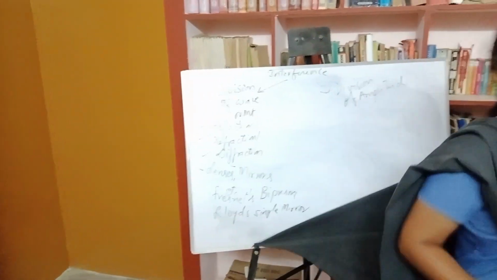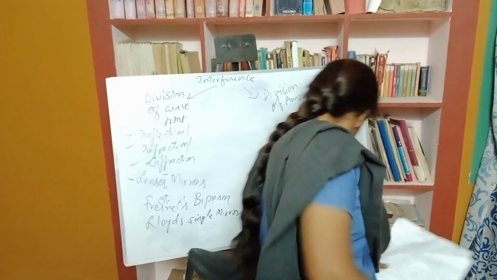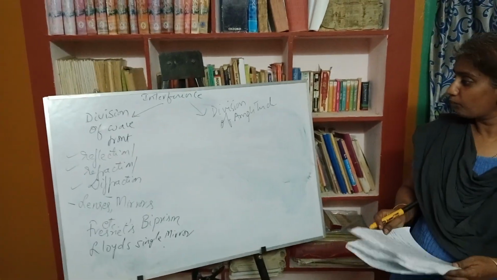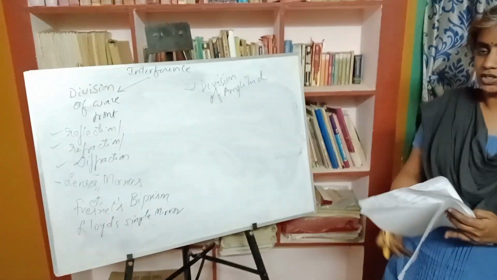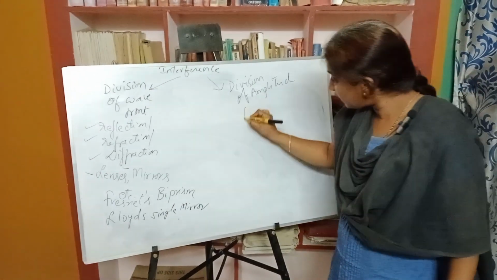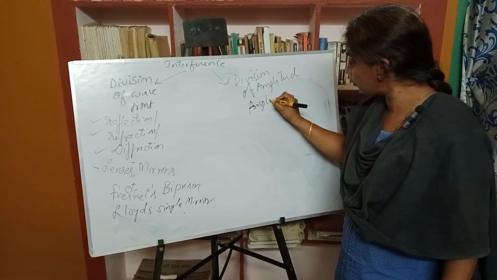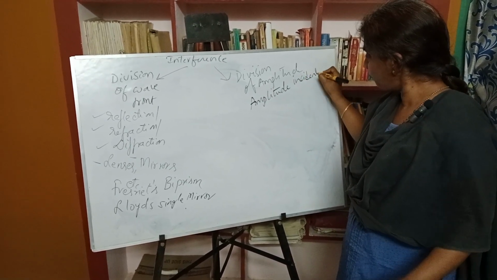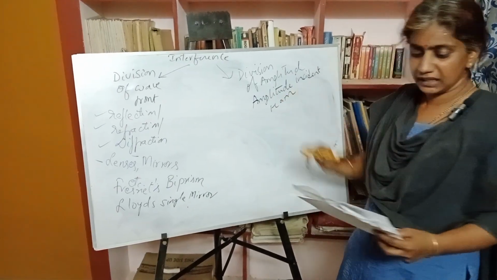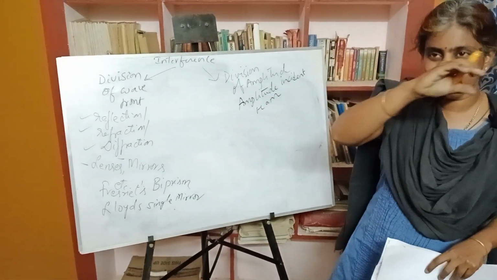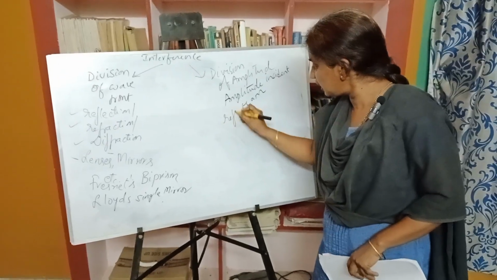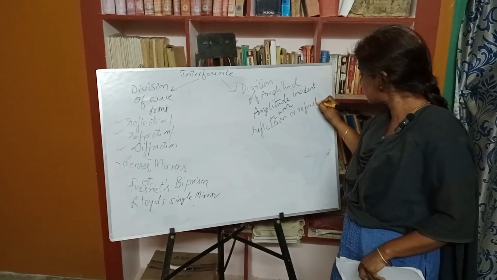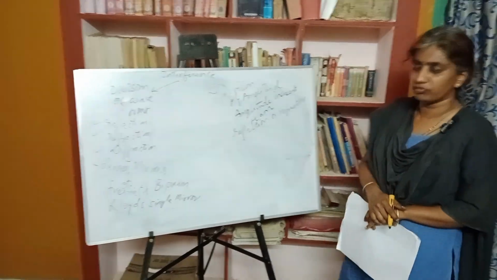The other one is division of amplitude. What will we do in case of division of amplitude? We would break the amplitude of the incident beam by putting it on parallel surfaces so that reflection or refraction takes place at the edges and the amplitude of the wave is divided.